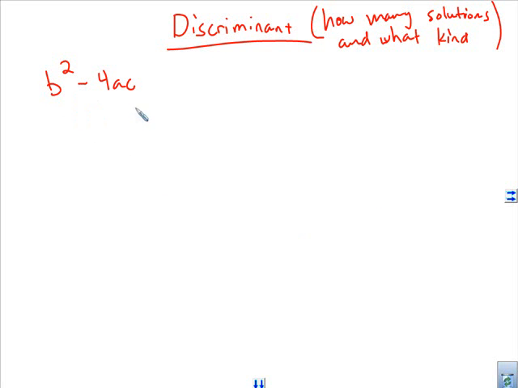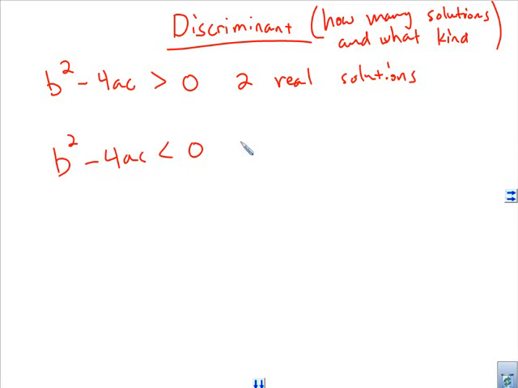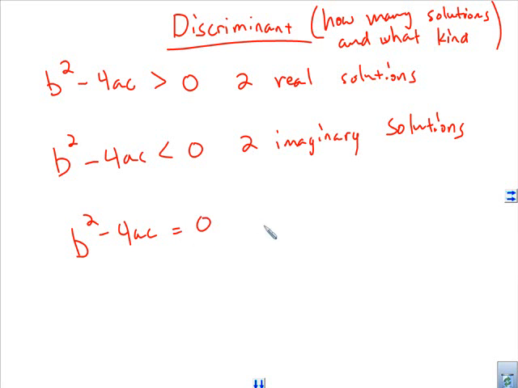Okay. Now, if the discriminant, b squared minus 4ac, is greater than 0, you have 2 real solutions. If b squared minus 4ac is less than 0, you will have 2 imaginary solutions. And if b squared minus 4ac is equal to 0, you have 1 real solution. Okay?